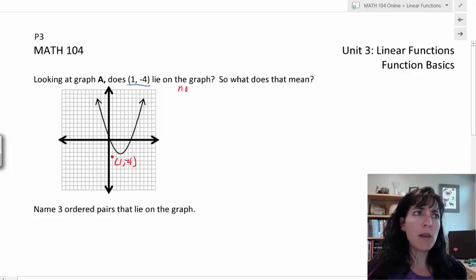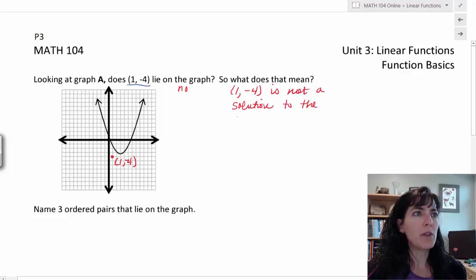And what does that mean? That means that (1, -4) is not a solution to the graph. So if I were given this graph and asked, is (1, -4) on the graph? No, it's not. So therefore, it's not a solution to that parabola. But we could name 3 or more ordered pairs that are on the graph.